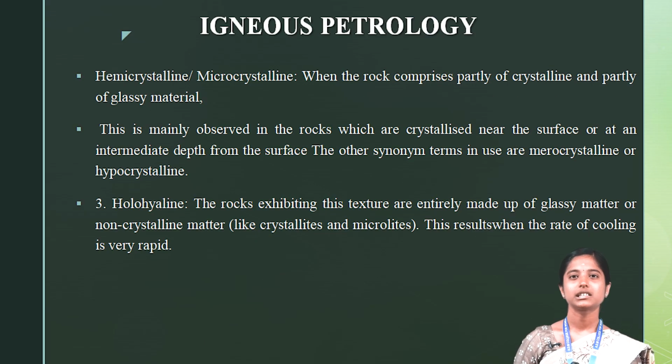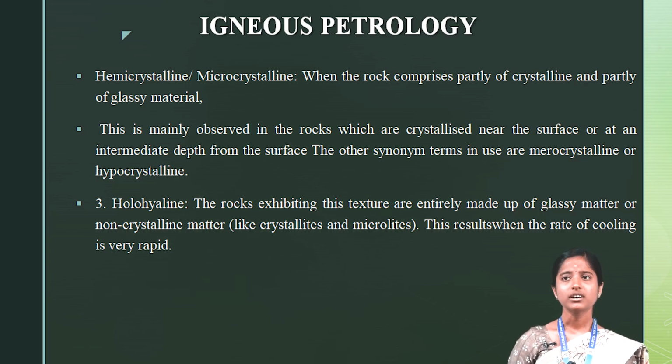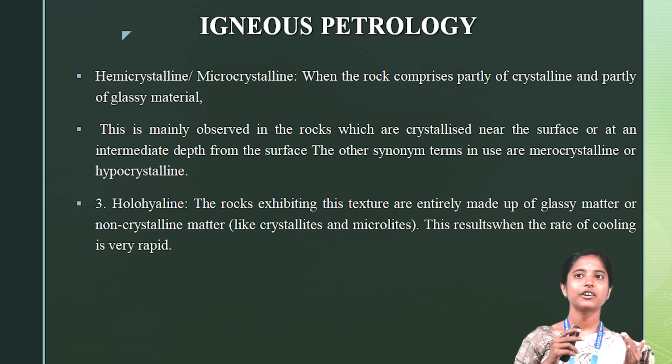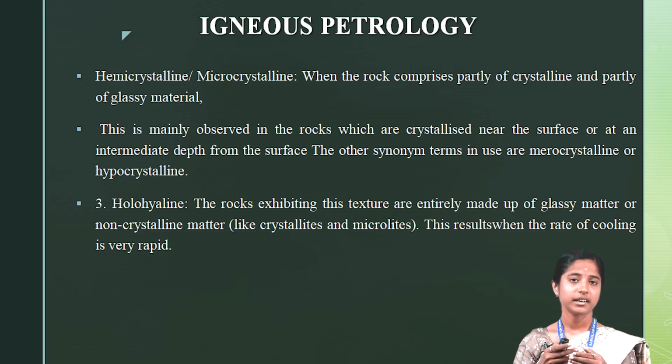Next, hemicrystalline or microcrystalline. When the rock comprises partly crystalline and partly glassy material, they come under hemicrystalline or microcrystalline. Example: dolerite, basalt. The rock is known to exhibit hemicrystalline texture.